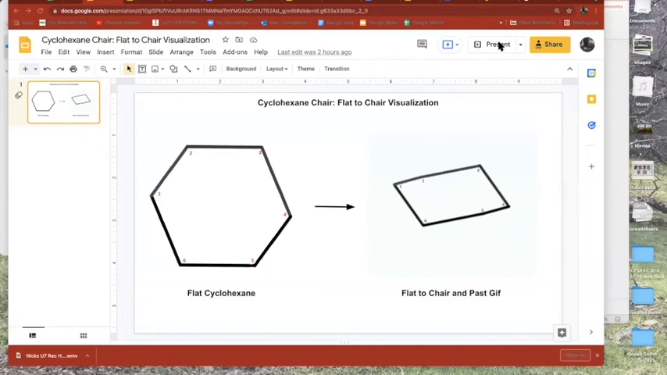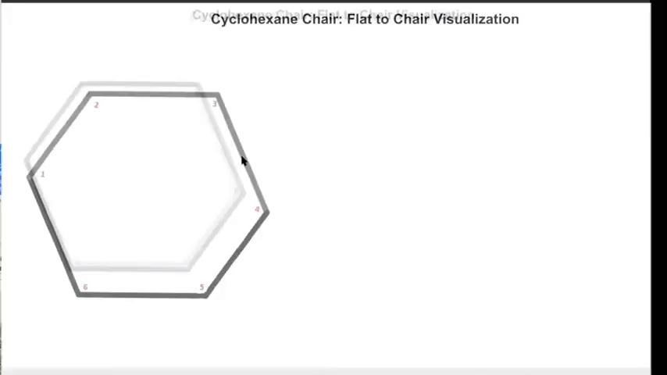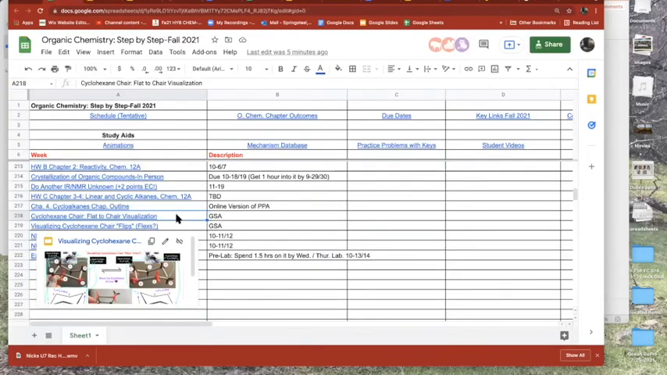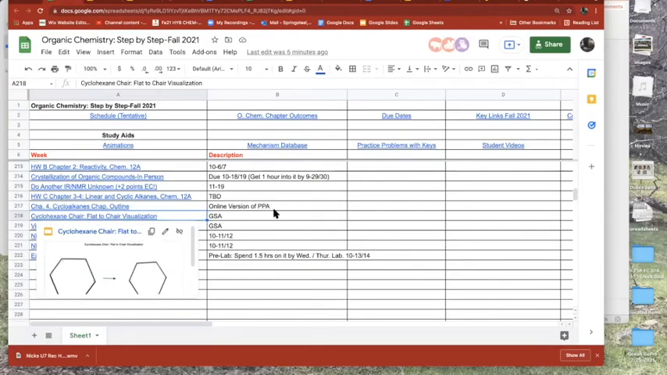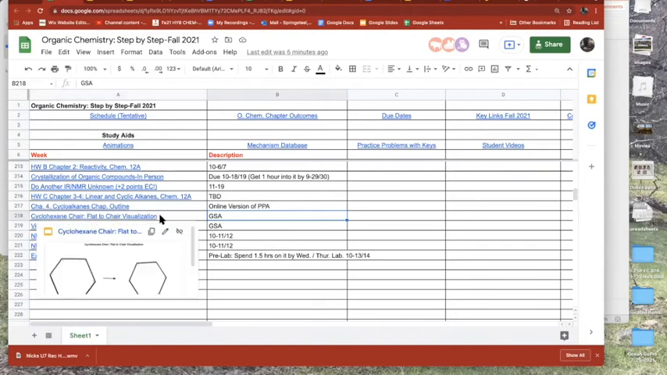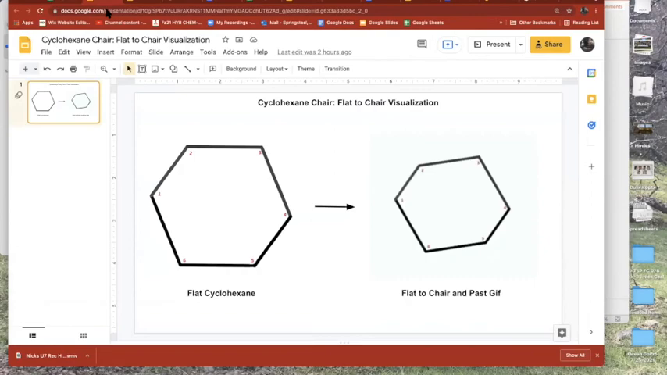So let me go back to the beginning of this. I found this animation in this week's assignment area right here. Visualizing chair, cyclohexane chair, flat chair visualization. All right, I go there. Present. Okay, so here it is.